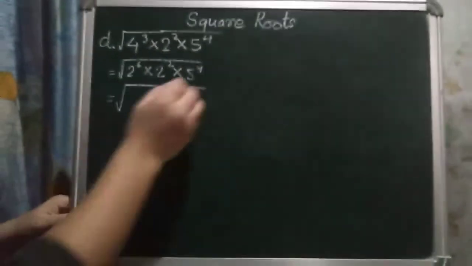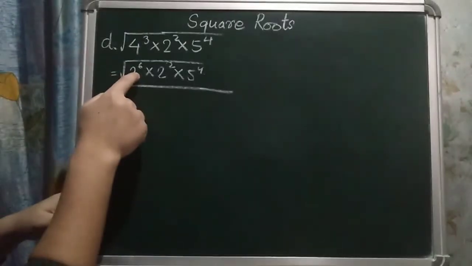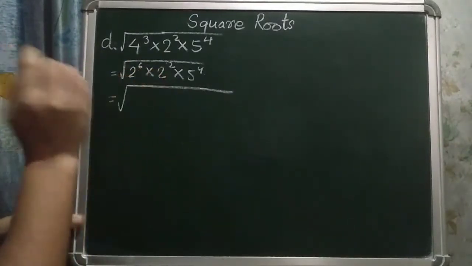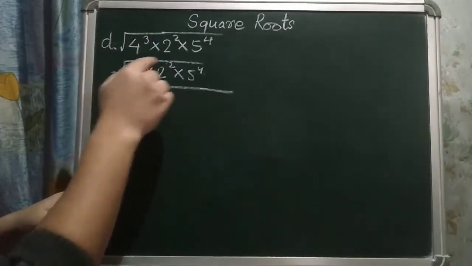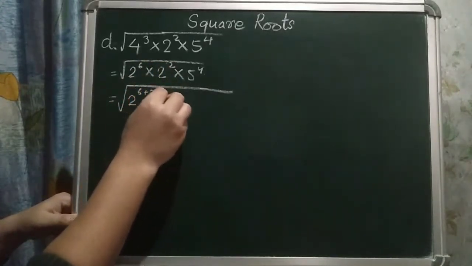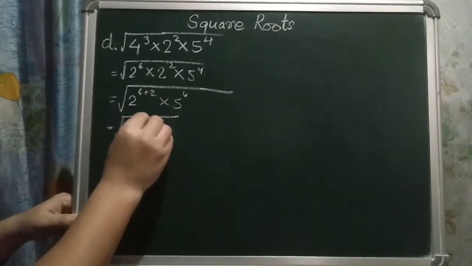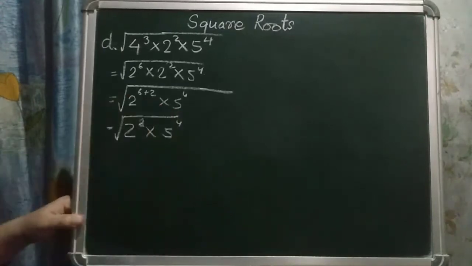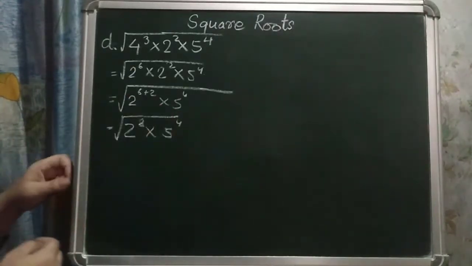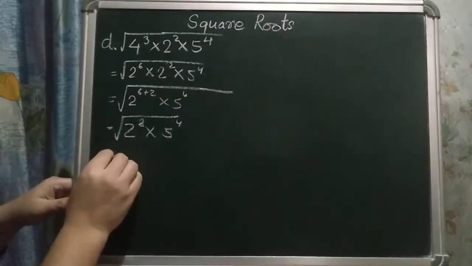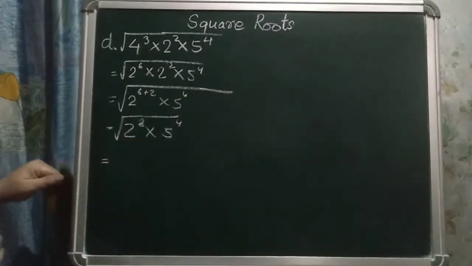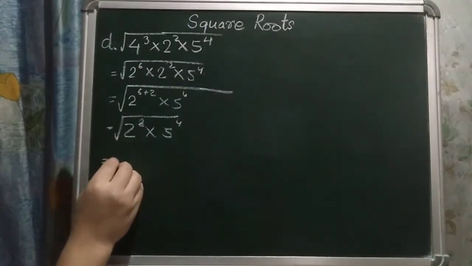Okay, so now in the square root, again look here, 2 to the power 6 and 2 to the power 2. So how many times will we write it? 6 plus 2 is 8, right? 2 to the power 8 into 5 to the power 4. Okay, so since this is a square root, we can do it in this way also.